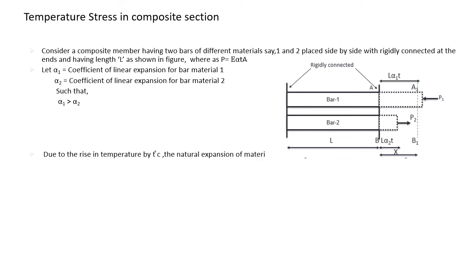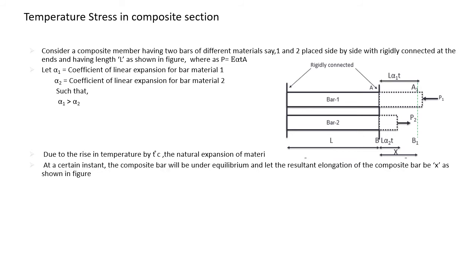Due to rise in temperature T, the natural expansion of material 1 will be L alpha 1 T and that of material 2 will be L alpha 2 T. At a certain instant, the composite bar will be under equilibrium, and let the resultant elongation of the composite bar be x as shown in the figure. Free expansion prevented in bar 1 is L alpha 1 T minus x.